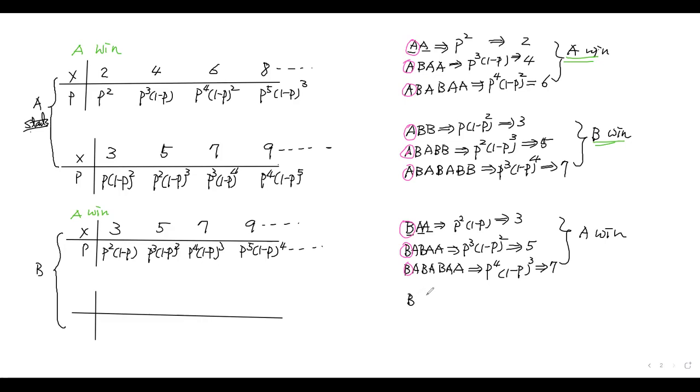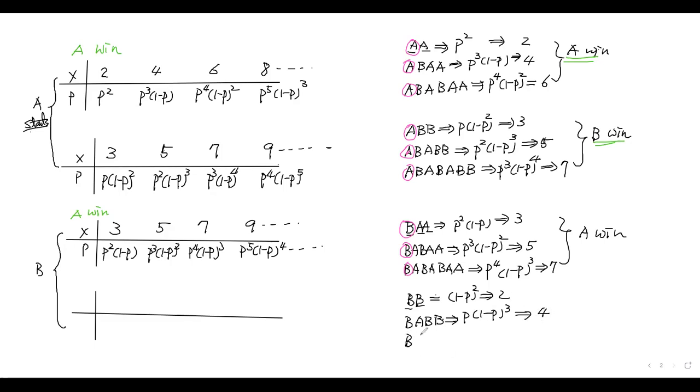I'm starting with a B, and now I'm going to be a B win. So the first situation is a BB. So what is this one here? It's 1 minus p to the square. How many games? 2 games. All right, so this is BABB. Okay, BABB. So here, this will be p, 1 minus p to the cube. How many games here? 4 games.